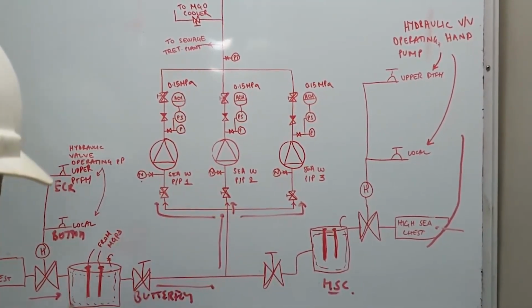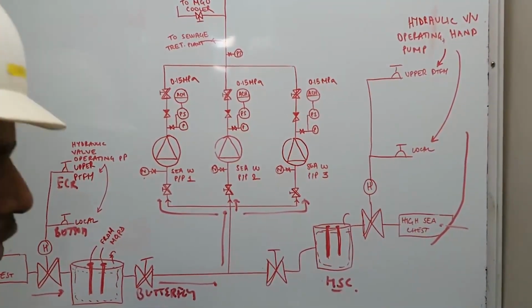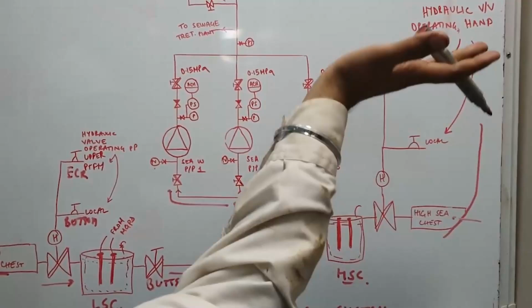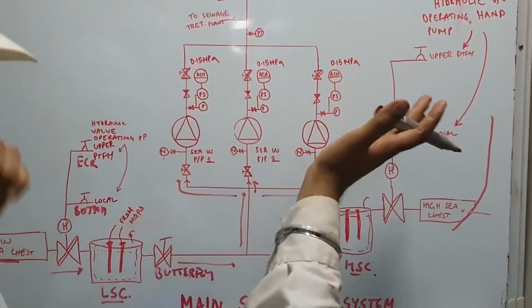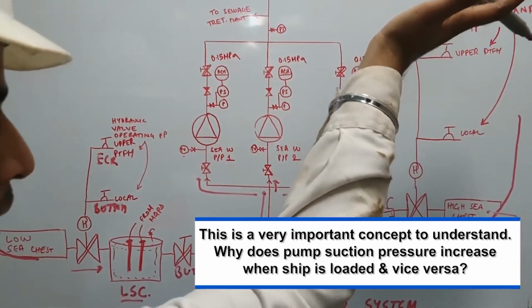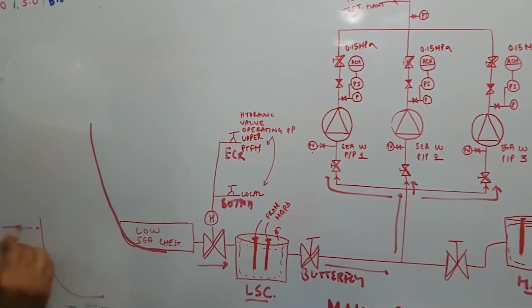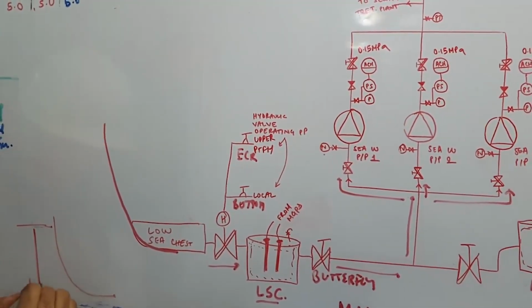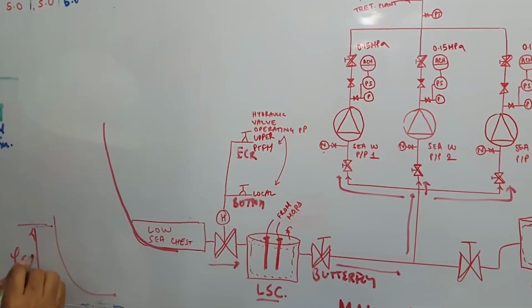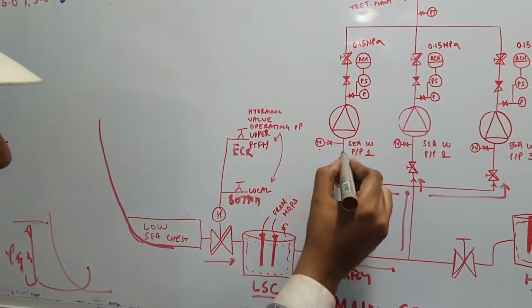dropping, that means your low sea chest filter has got choked or your ship is coming up, the draft is reduced. That means the ship is in unloaded state. If your ship is in loaded state, then the seawater level will be till over here. So this will be the rho g h, the head acting on the suction pressure over here.